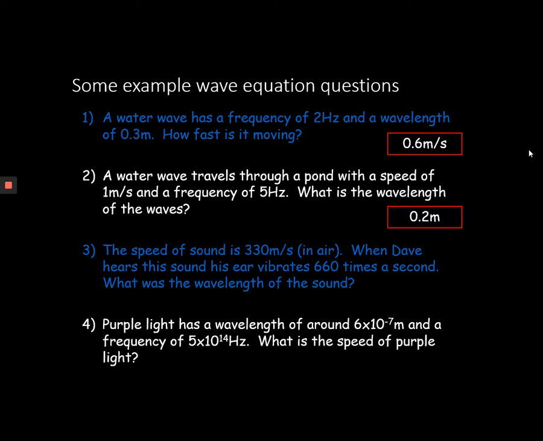Nothing tricky so far. With number 3, speed of sound is 330 meters per second. That's something that is a true value, so it's a common one to crop up. And then this one where it says here's the sound his ear vibrates 660 times a second. So what they've done there, instead of saying the frequency equals, they've said the 660 vibrations per second.